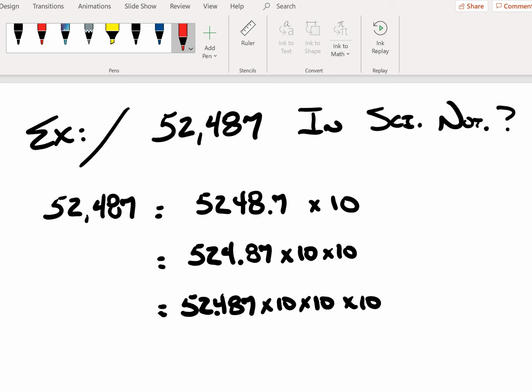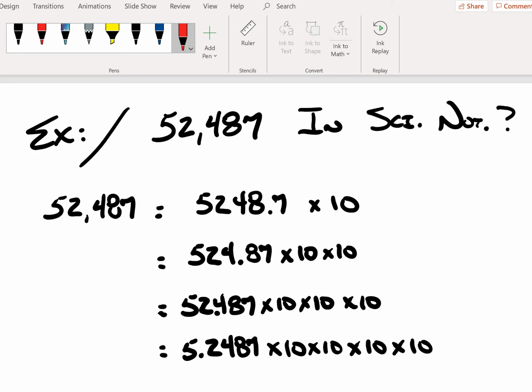524.87 times 10 times 10. With the next step, we get 52.487 times 10 times 10 times 10. And then we have a final extraction giving us 5.2487 times 10 times 10 times 10 times 10.